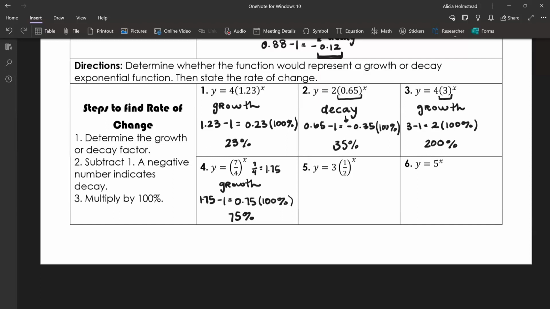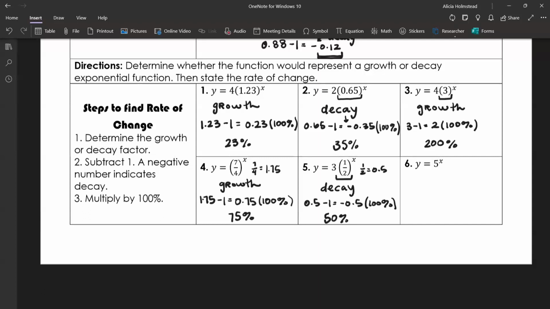All right, two more. Number 5. To determine growth or decay, we look at the base of our exponential. 1/2 is 0.5, so this is decay. We take our decay factor, 0.5 minus 1, we get negative 0.5. We feel good about that because this is decay, so we should get a negative. Multiply by 100%, and it looks like this one is decaying at a rate of 50%.